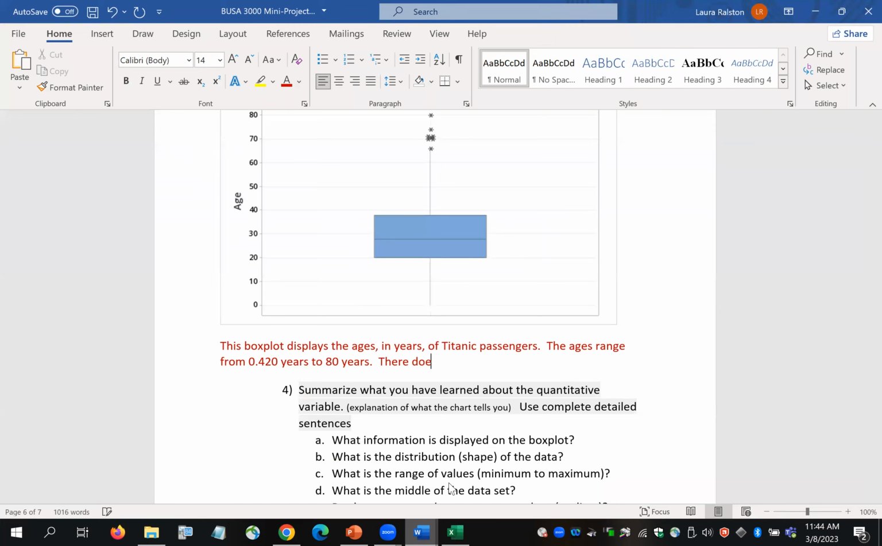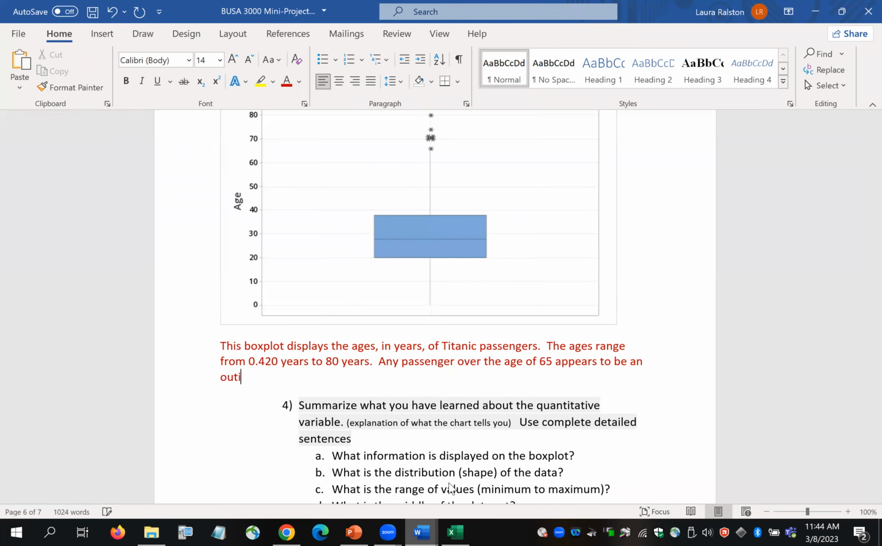Okay. I can say there does appear to be outliers, or I could say any passenger over the age of 65 appears to be an outlier within the data set.